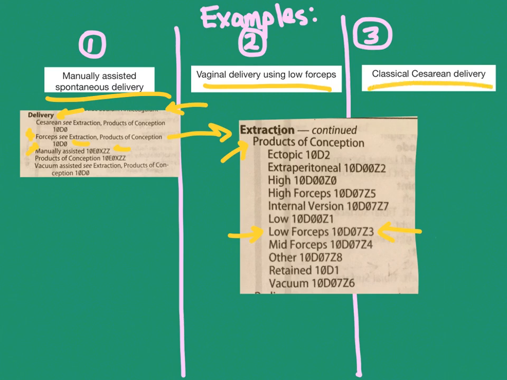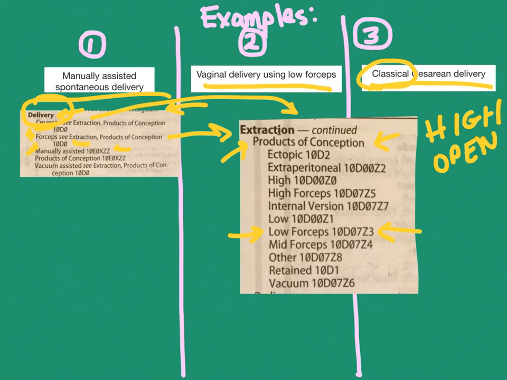And then our third example, classical cesarean delivery. So again, if we start delivery, cesarean, it tells us again, see extraction. Extraction, products of conception, and as I mentioned earlier, if a cesarean delivery is documented as classical, we consider that high because they are extracting the fetus through the upper part of the uterus, through an open approach. High, and you'll notice the 5th character there is 0 for the open approach.